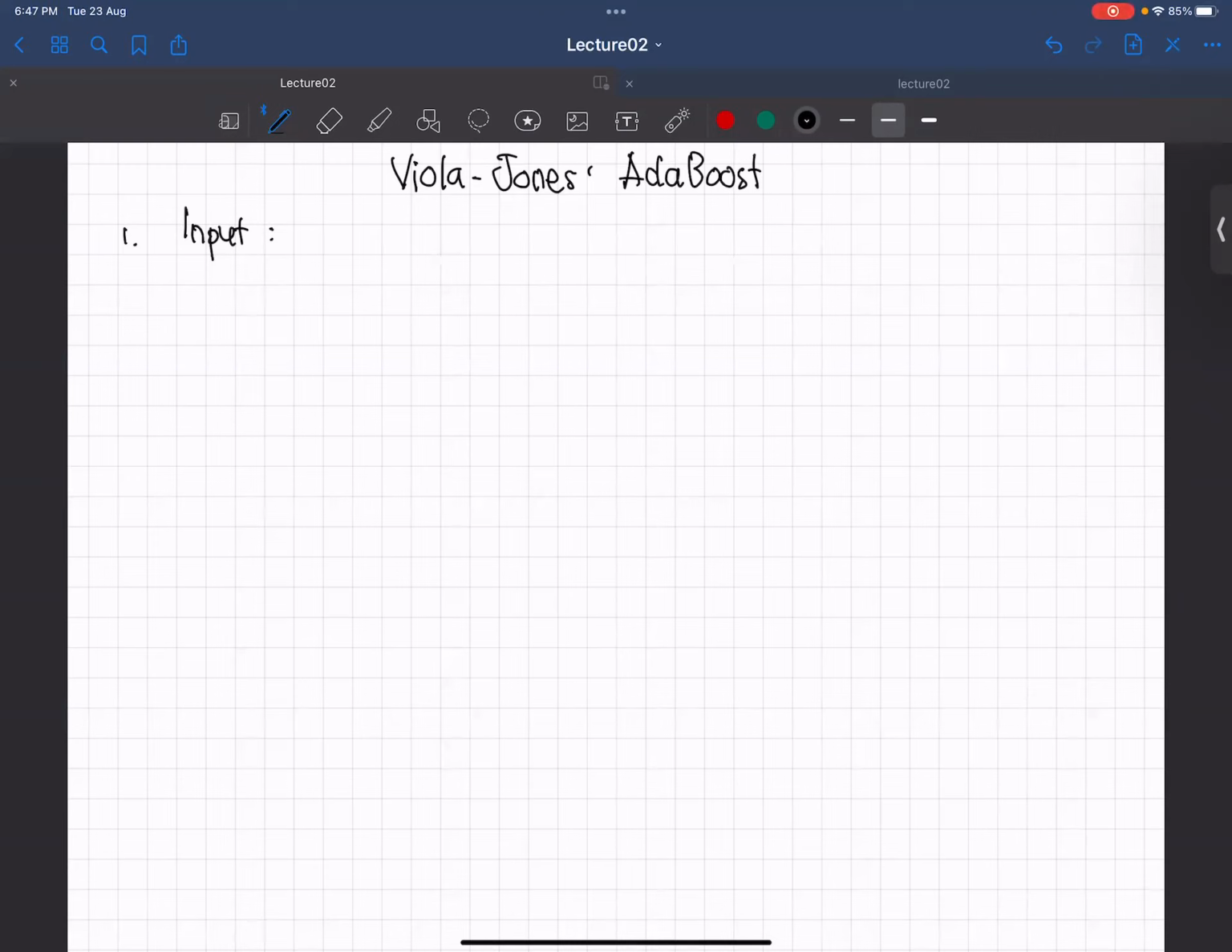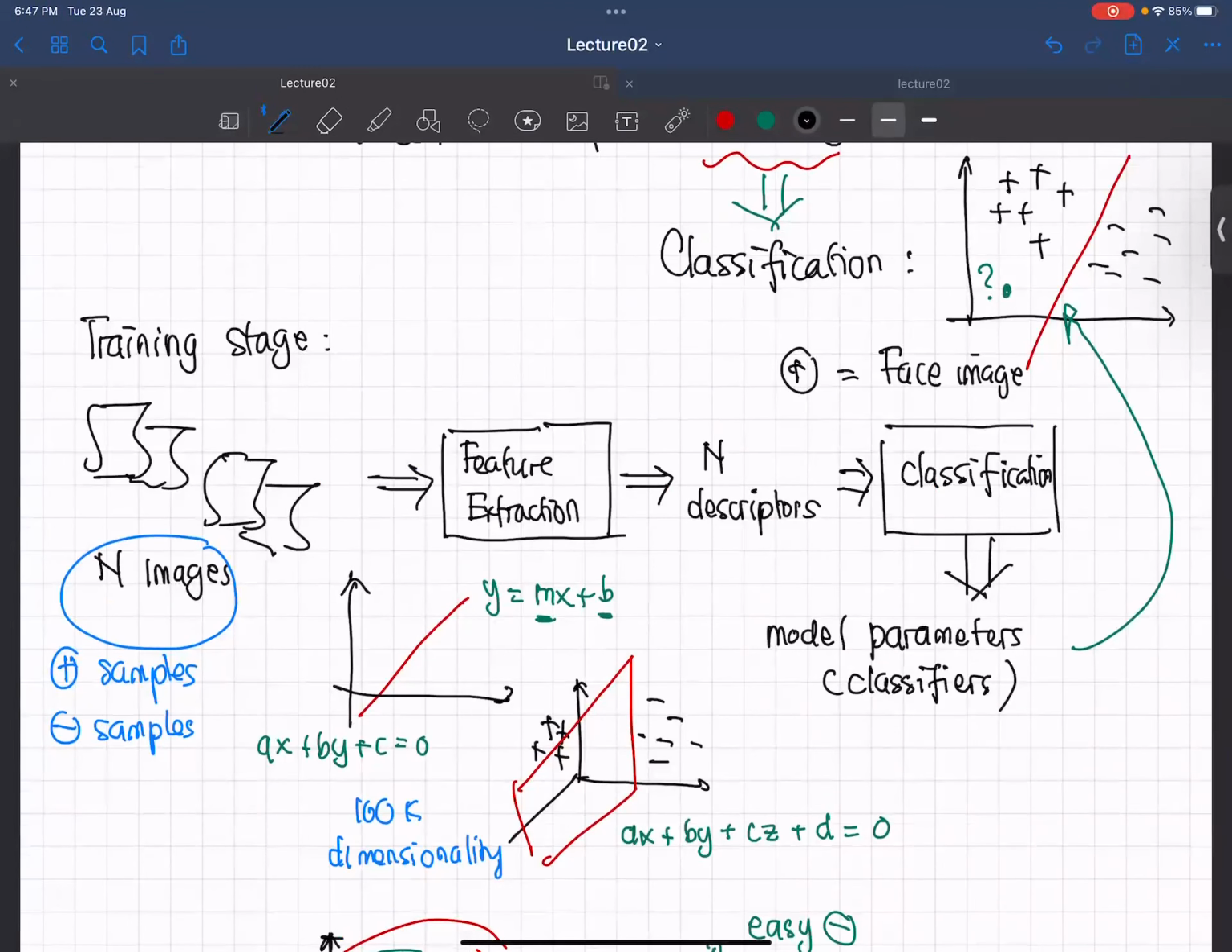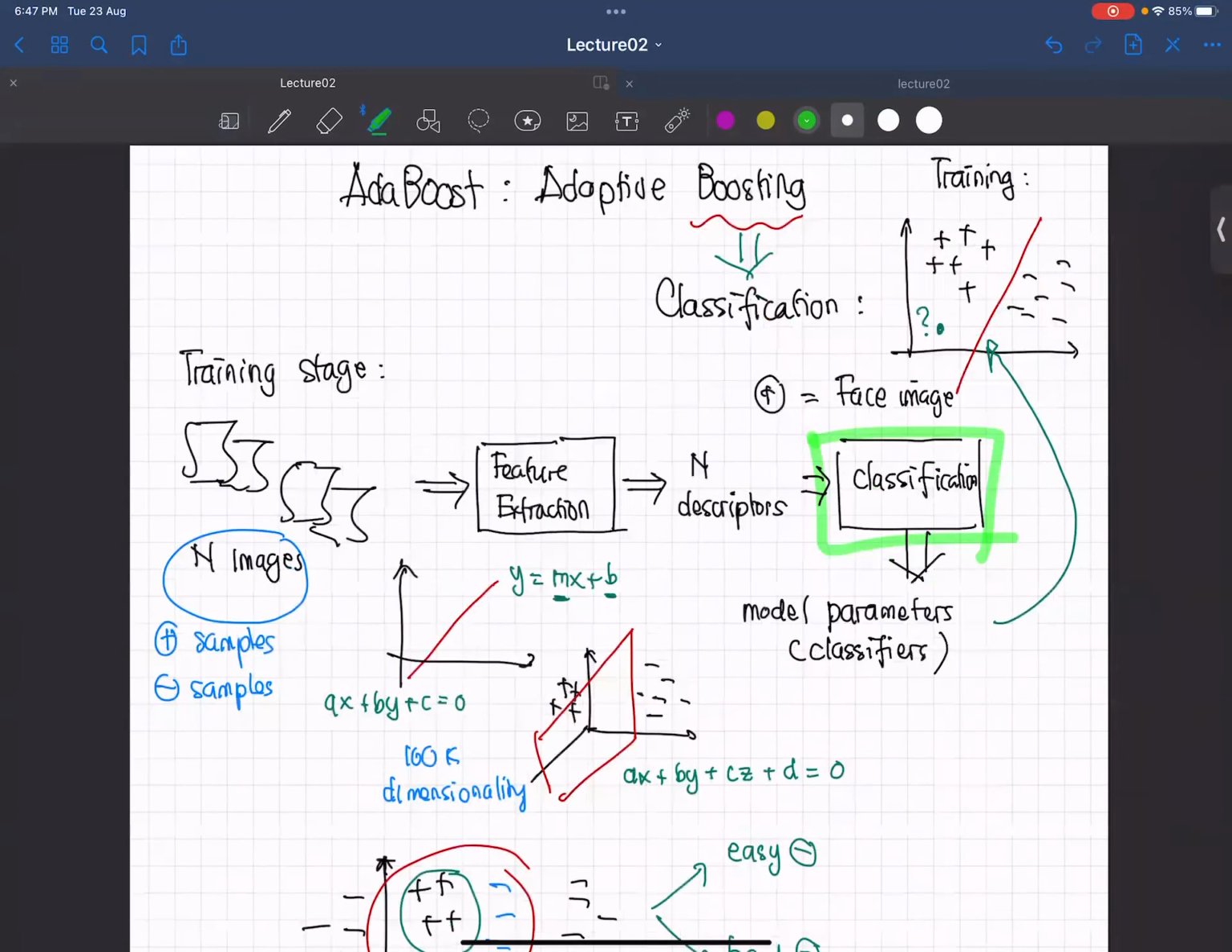Oh, too broad. We have to be specific now because we already learned about the pipeline. So we are here now. In that case, what are the inputs? Descriptors. Descriptors and their labels. Okay, so we have descriptors and labels.